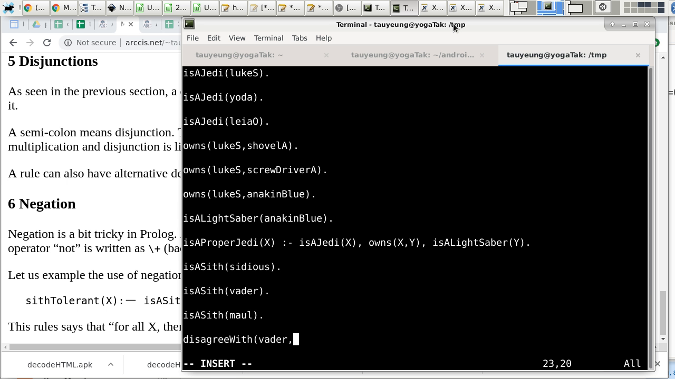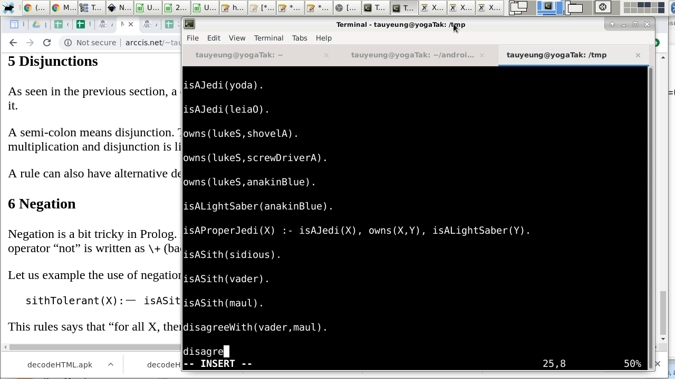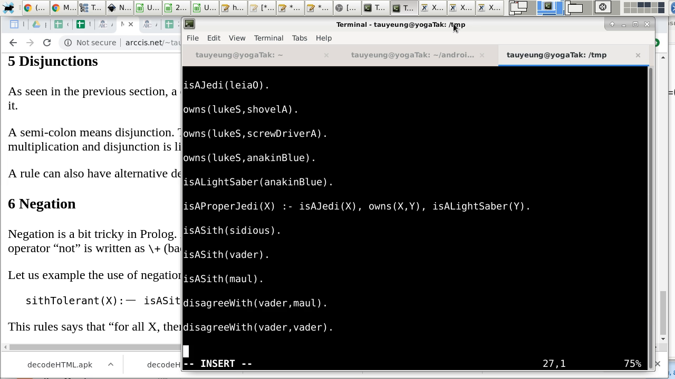Okay, so Vader disagrees with Maul. Vader disagrees with... we'll pick one more. Not Cedius, with himself. There we go. I mean, that's okay. There's nothing wrong with disagreeing with yourself. And then we'll have someone who disagrees with all three Siths.